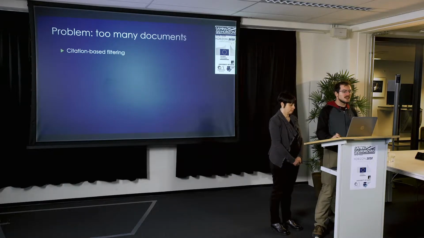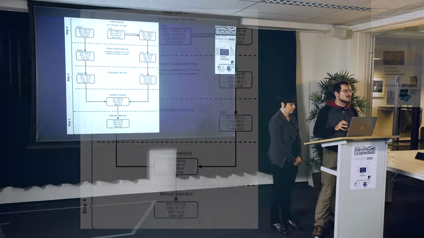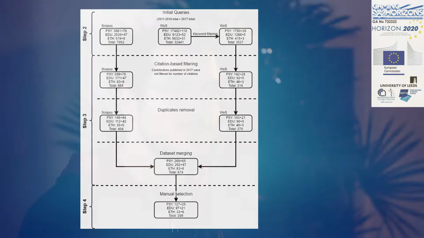And to this aim, we applied a filter based on citations. So among these tens of thousands of documents, we only selected those that were most highly cited, with the idea of finding the documents that were most influential in their field, most read, most talked about. And so we selected about 600, 700 of the most cited articles and books.